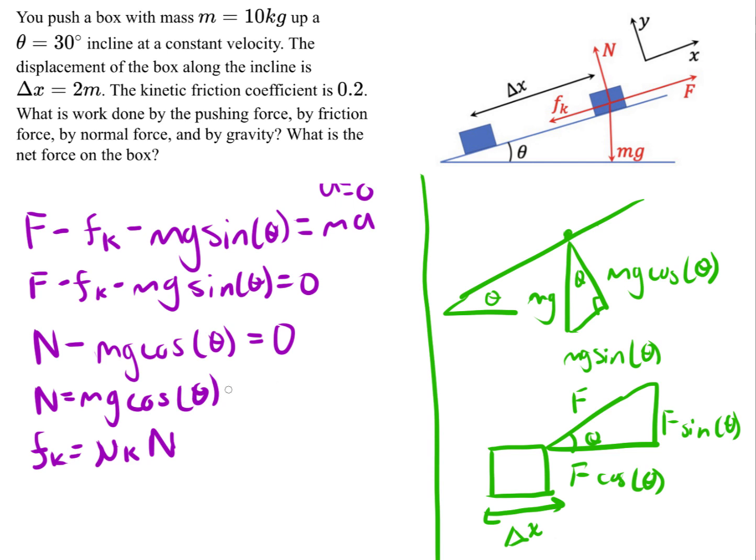Now we can just substitute this equation in for the normal force. So we can get that the force of friction is equal to the coefficient of friction times the mass, the gravity, and the cosine of the angle, cosine of theta. And then now we can substitute this back into the original equation. So I'm going to make some room real quick by erasing everything here.